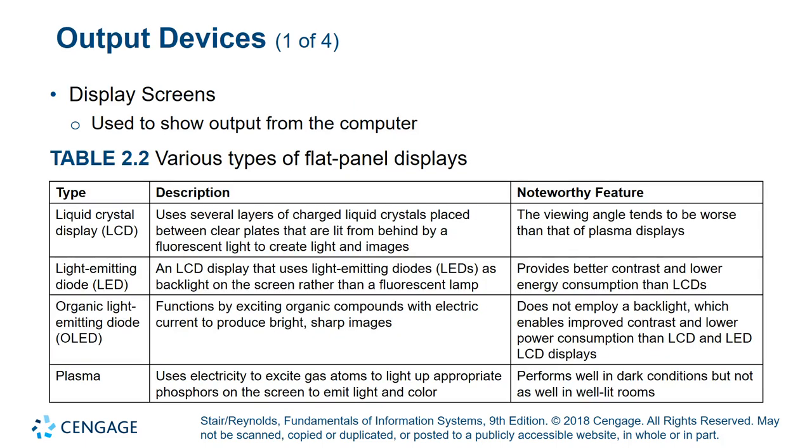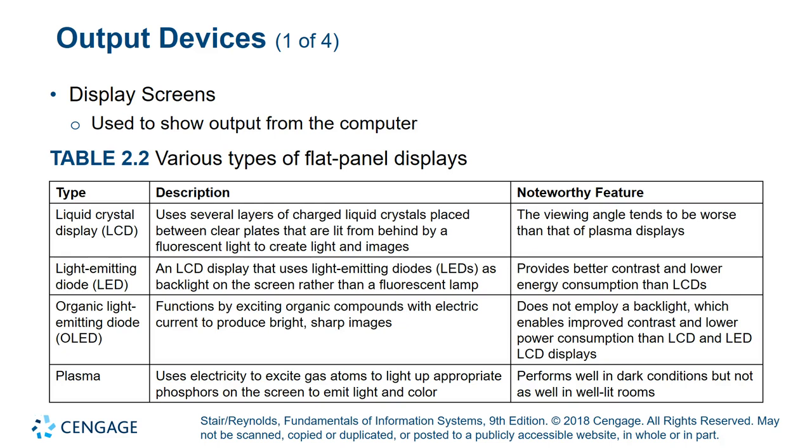So we have outputs. We have different types of displays. Some of these, our book is already old. Plasma displays are no longer being built anywhere in the world. They had a really great picture for a TV, but nobody was able to build them in 4K. They used a lot of energy.